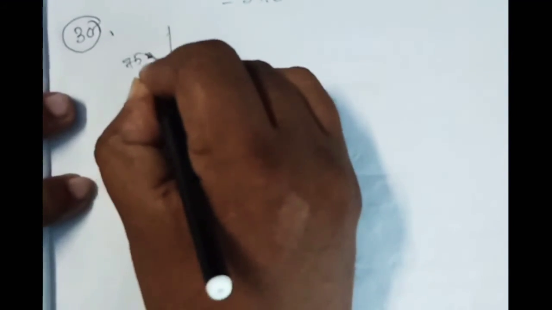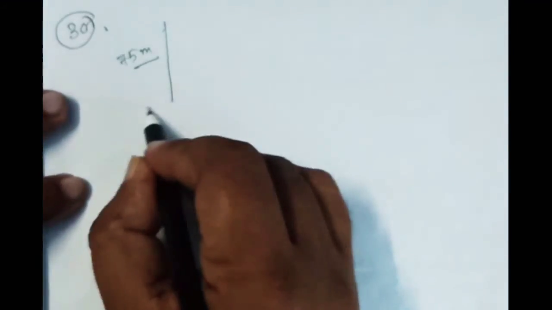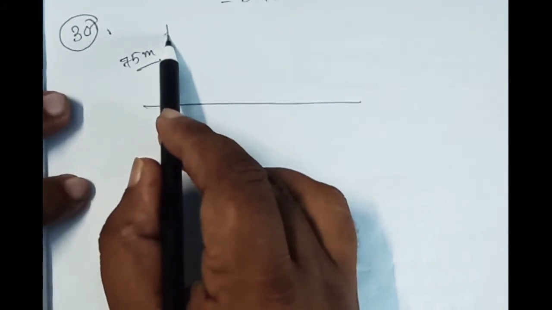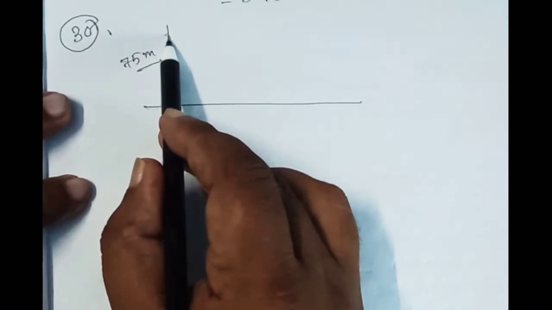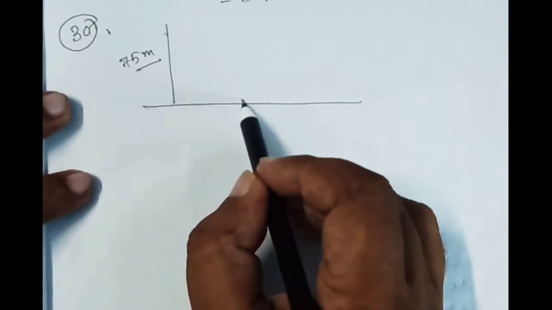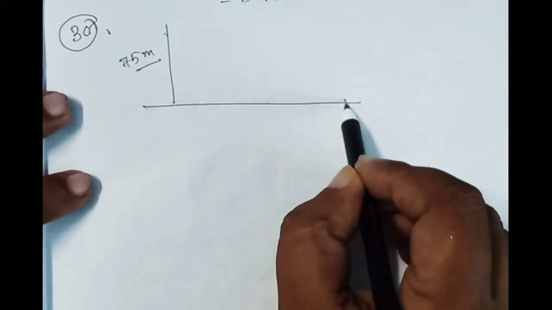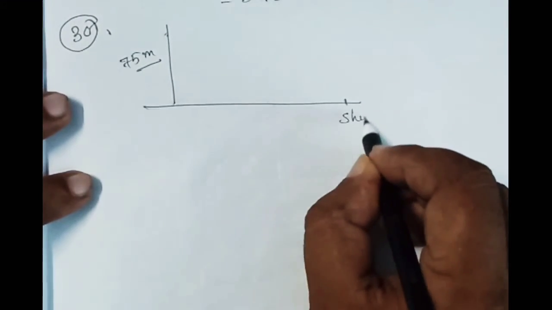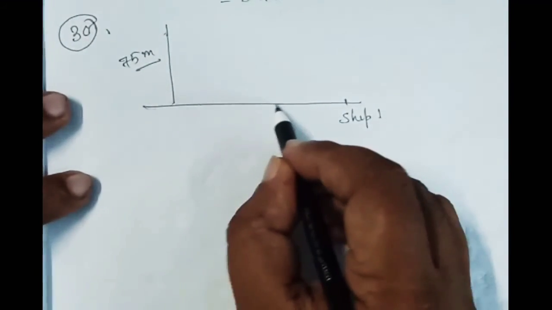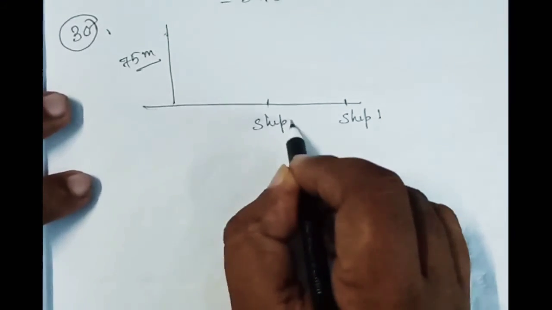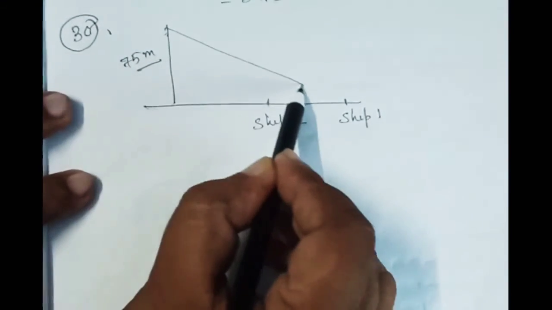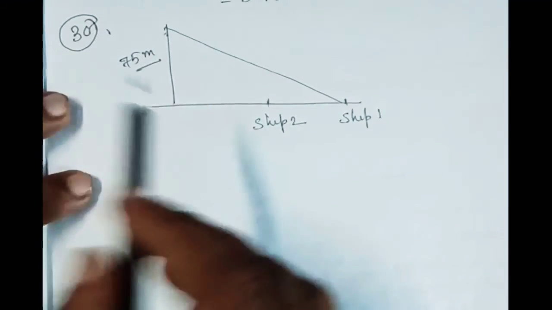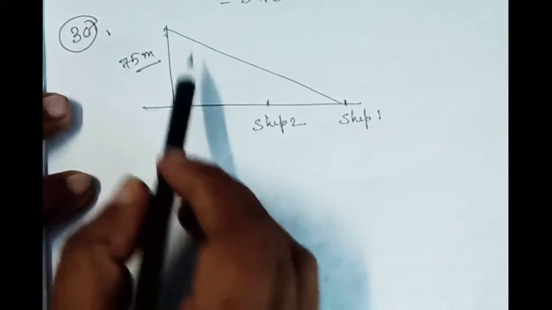Next move to question number 30. This is the lighthouse of 75 meter. The angle of depression of two ships are 30 degree and 45 degree. This is the first ship, ship 1. This is ship 2.